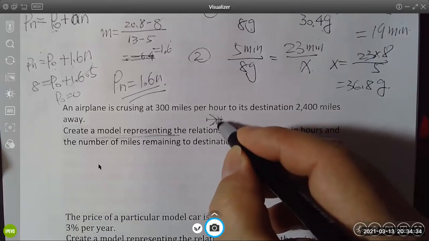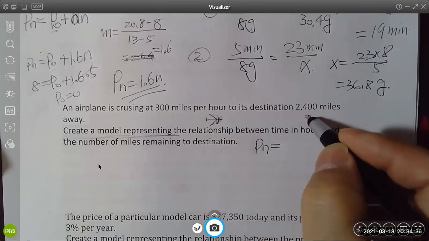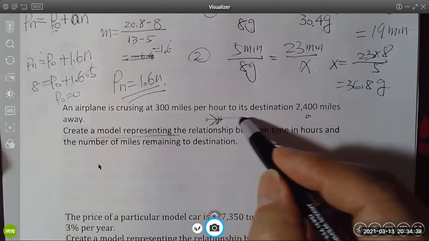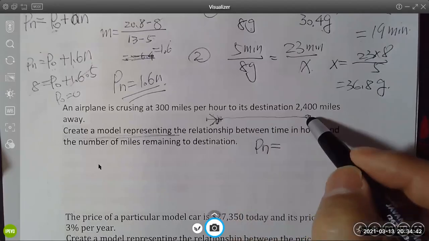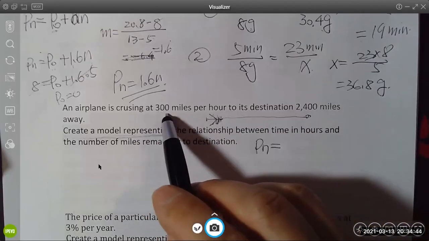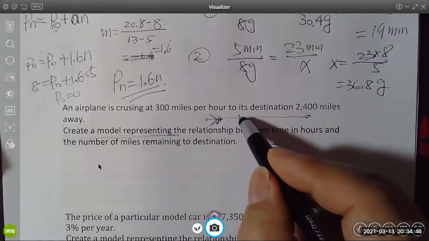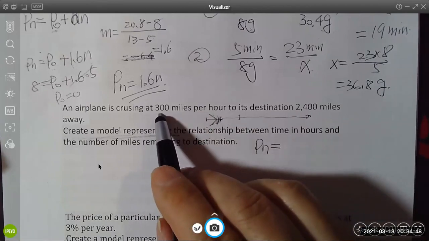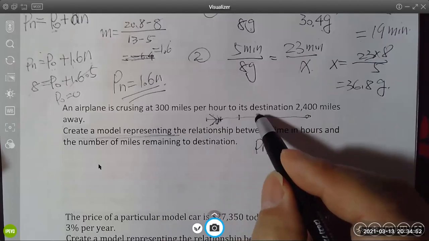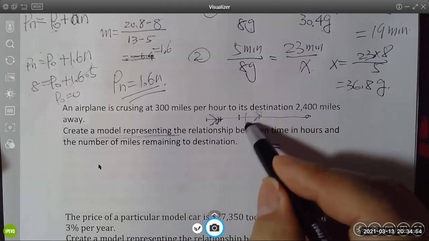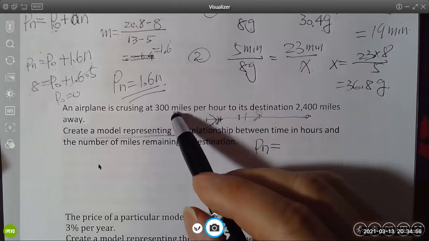This is the airplane, right? This is your destination. Over time, your distance gets shorter, shorter, and shorter. How does it get shorter? This is the speed. Every hour, the distance gets shortened by 300 miles. Another hour, another 300 miles shortened, right? So the change is constant.